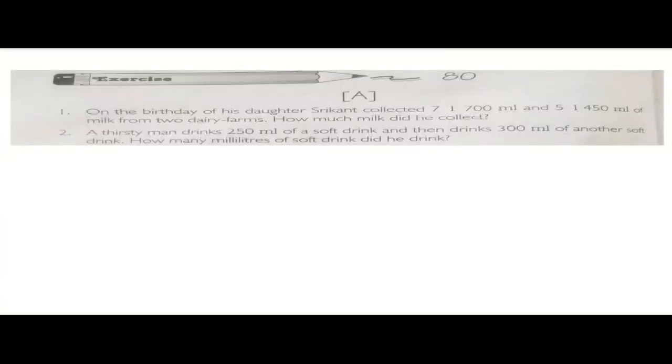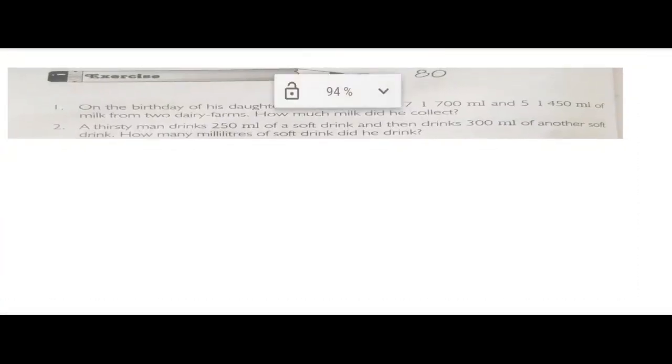So let us read the first question from exercise 80A. On the birthday of his daughter, Shrikant collected 7 liter 700 milliliter and 5 liter 450 milliliter of milk from 2 dairy farms. How much milk did he collect? So here it's written that it's his daughter's birthday. So on his daughter's birthday, he has collected milk from 2 dairy farms. Okay, one is 7 liter 700 milliliter, another is 5 liter 450 milliliter. So how much milk did he collect?